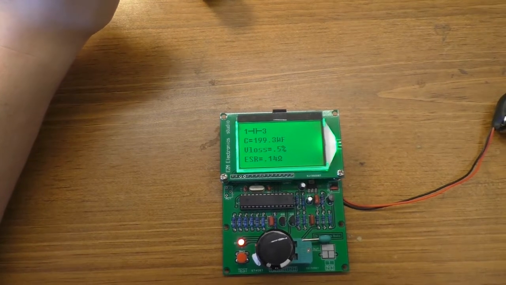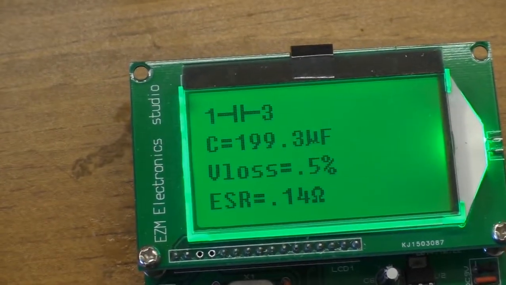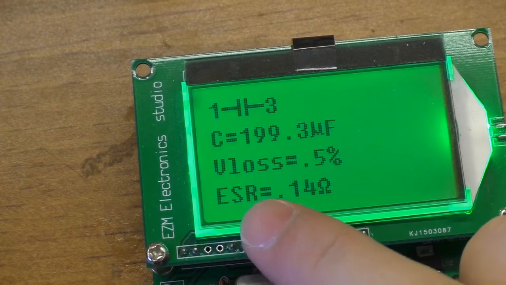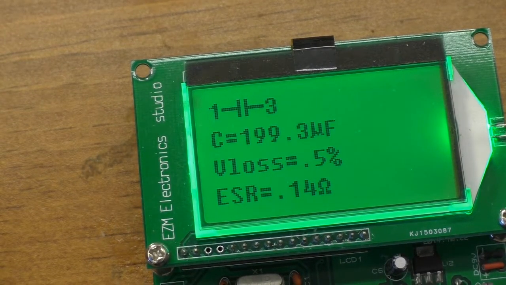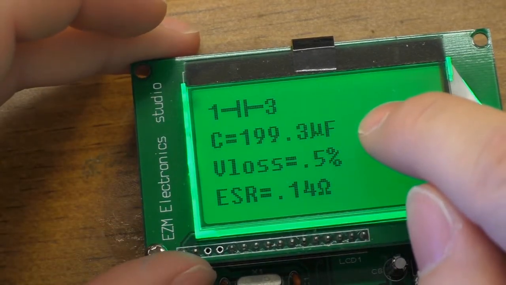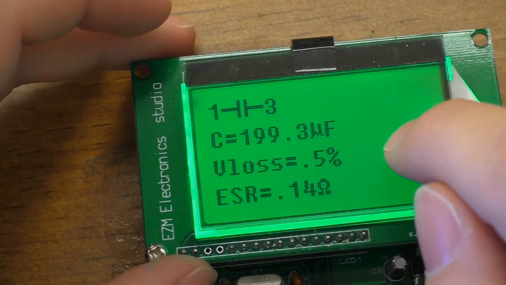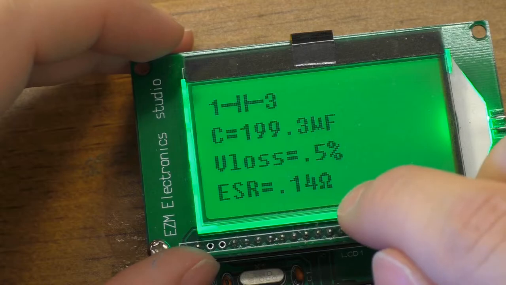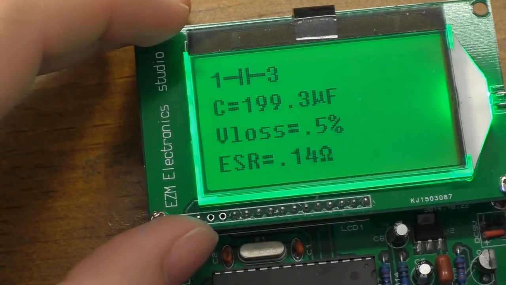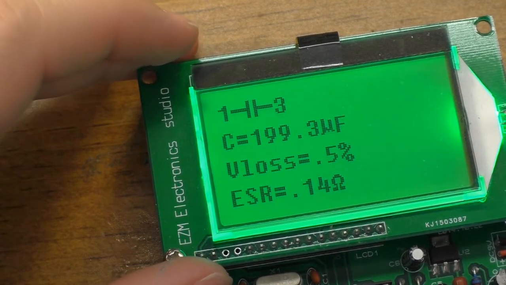You'll see that we have the good cap. The ESR value down here is kind of what we're interested in. You'll see it's 0.14 ohms, which is actually probably okay for this capacitor. It also gives you the capacitance, which is right around 200 microfarads. V loss, we're not really worried about. But the ESR value there is well under 1 ohm, so this capacitor is probably fine.